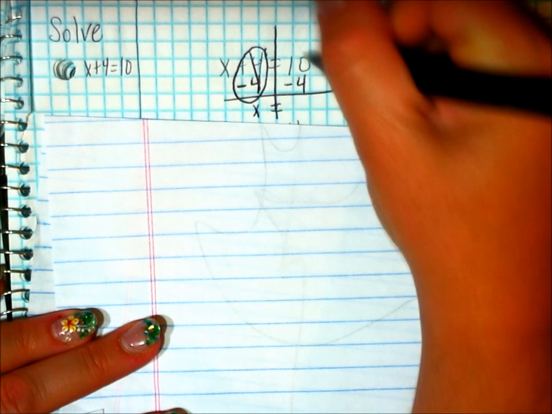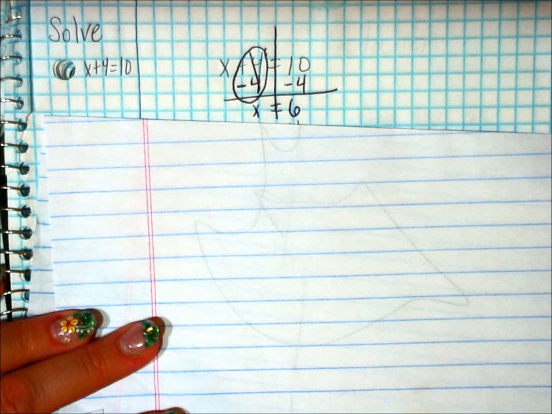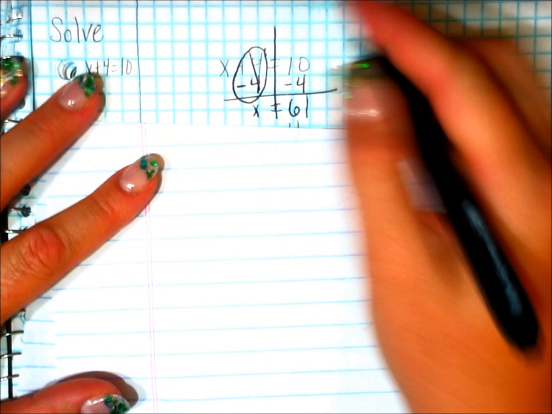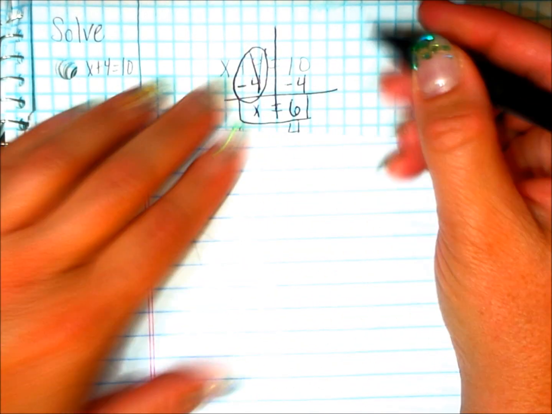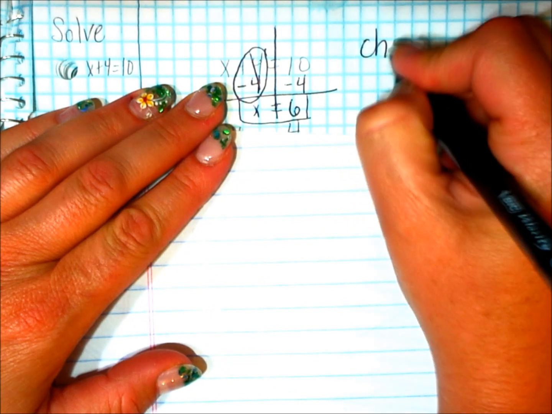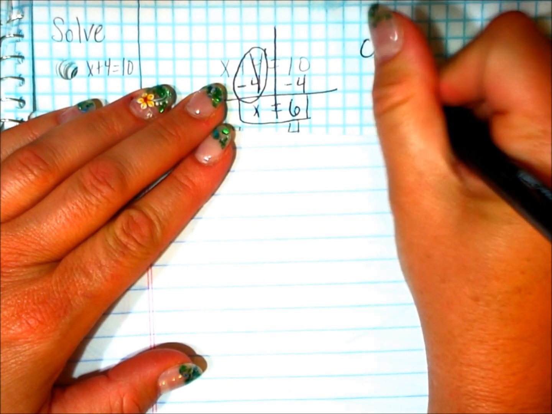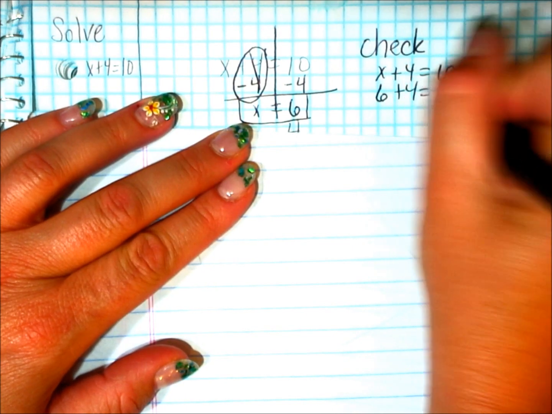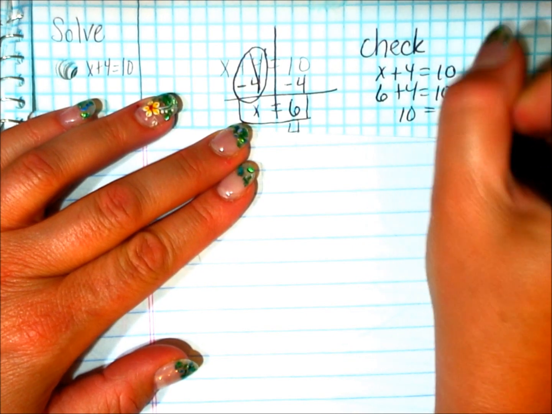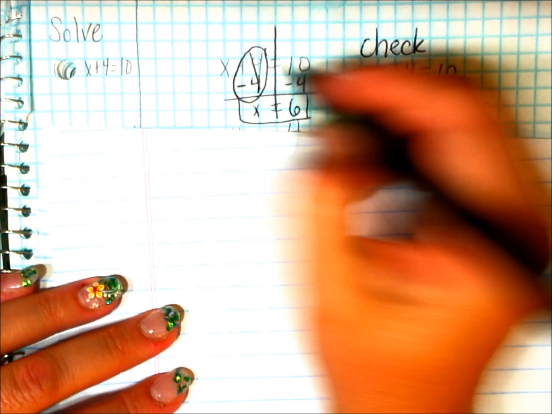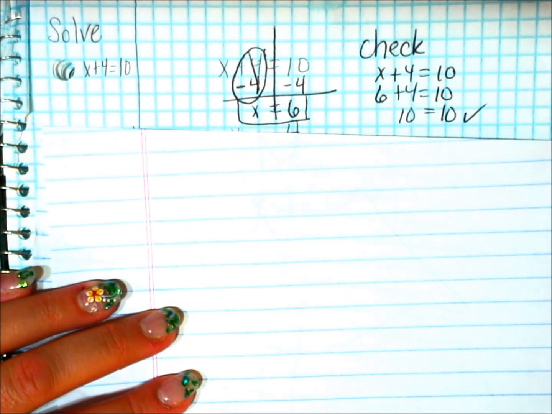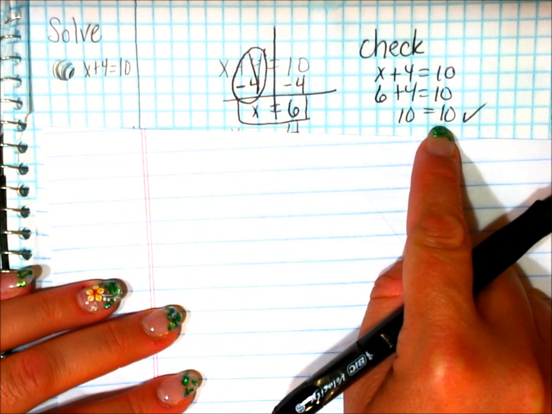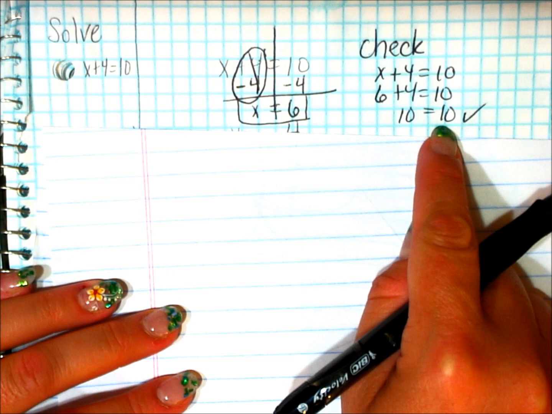Bring down my equal sign. 10 minus 4 is 6. Okay, so I'm hoping that my x is 6. Now most of us already knew that. We're going to do a check here. So x plus 4 equals 10. If I plug in that 6, I get 10 equals 10. So it works. You want to make sure you circle your answer first, because a lot of people get confused when they do the check and think this is their answer, and it's not. It's just making sure the work is right.